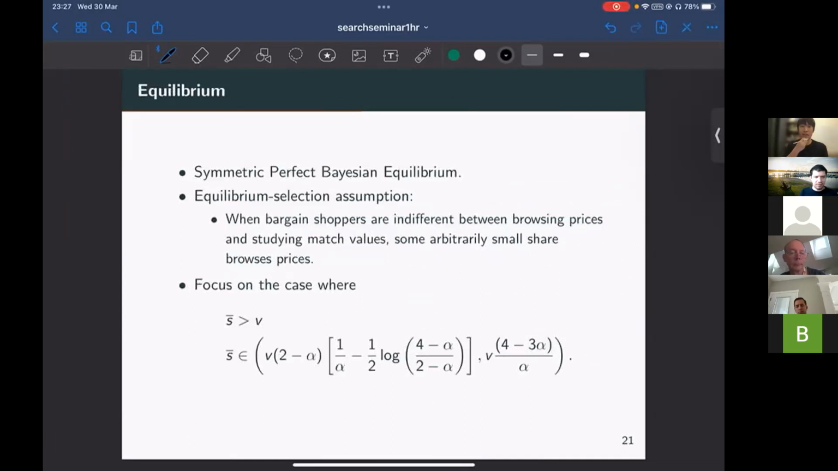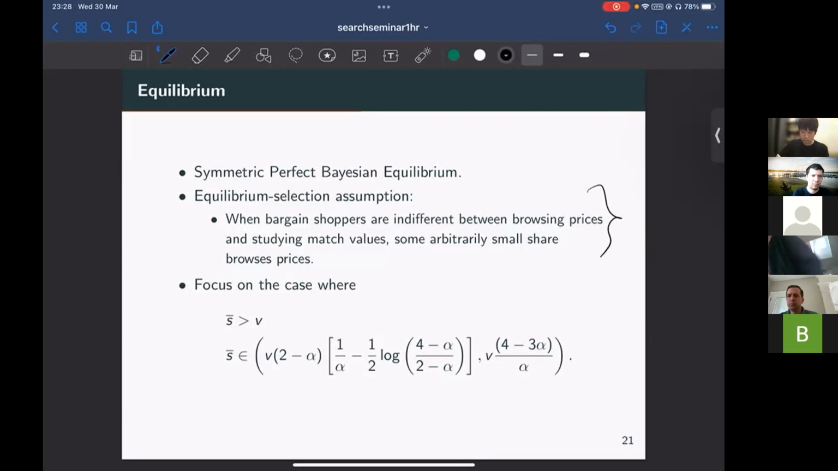All right. So the equilibrium that we look at is symmetric perfect Bayesian equilibrium. In particular, consumers are going to form beliefs about firms' prices when they decide whether to search for prices. They have to have that belief, and the belief has to be correct in equilibrium. We make an equilibrium selection assumption, which says that when bargain shoppers are indifferent between browsing prices and studying match values, some arbitrarily small share is going to browse price.